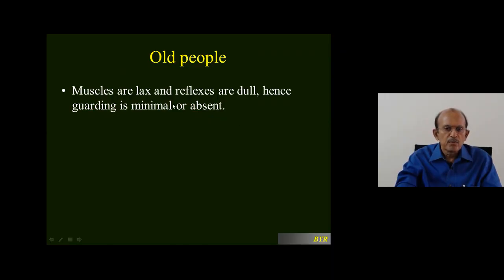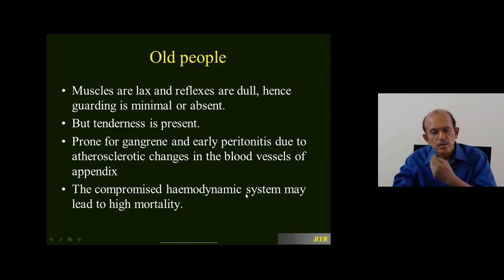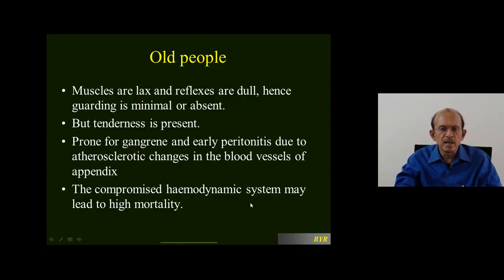Old people, the muscles are lax and reflexes are dull. Hence, guarding is minimal or absent, but tenderness is present. These people are prone to gangrene and early peritonitis due to atherosclerotic changes in the blood vessels of the appendix. The compromised hemodynamic system may lead to high mortality in old people.